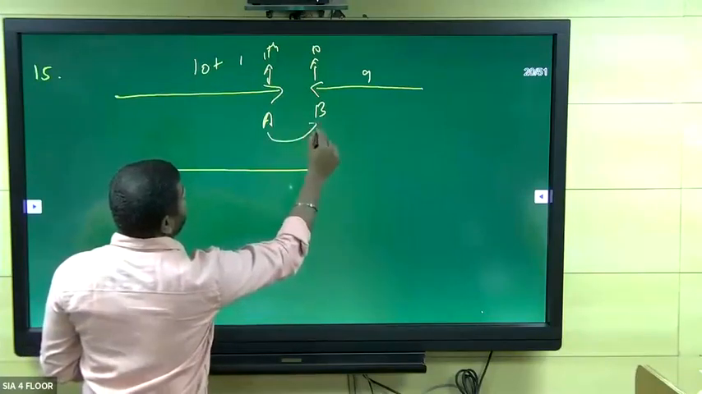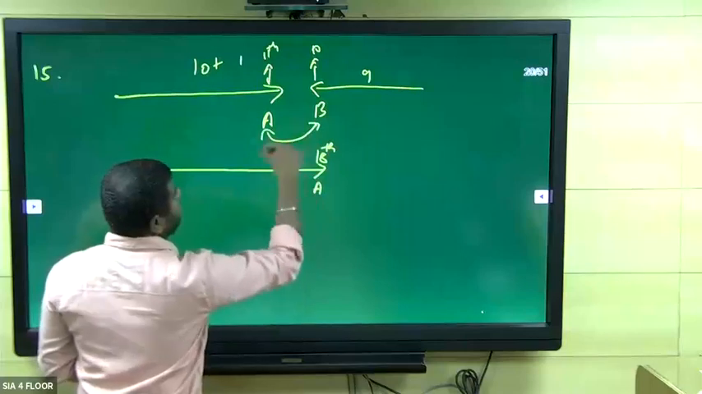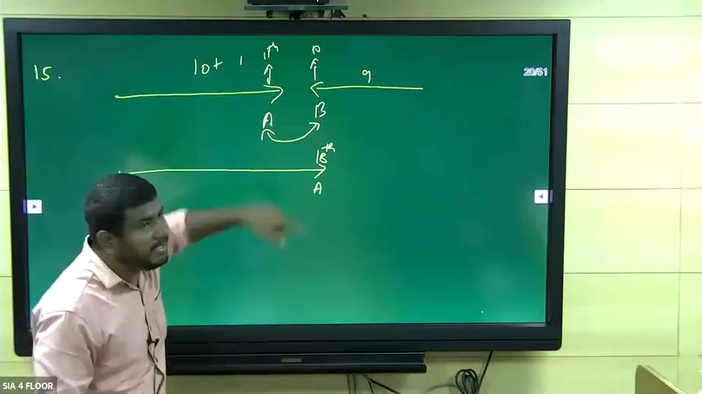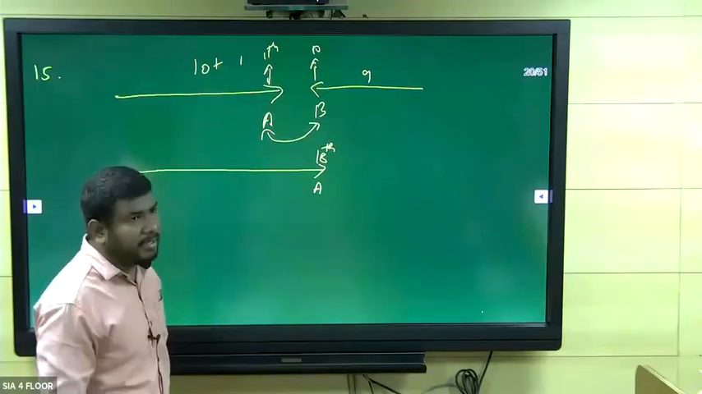Listen, guys. They are going to interchange the positions. If this happens, A is 18th from the left. Previously, A is 11th from the left.